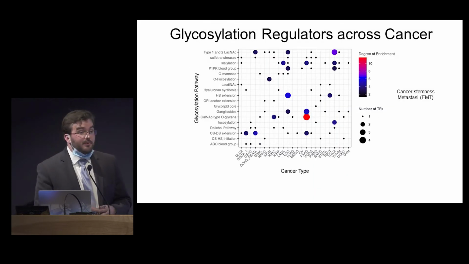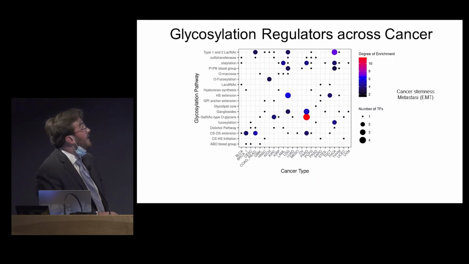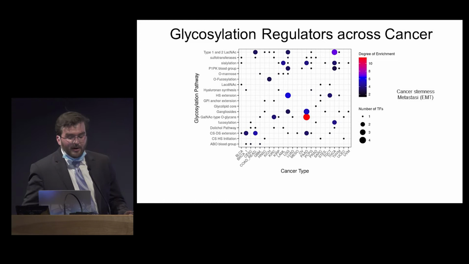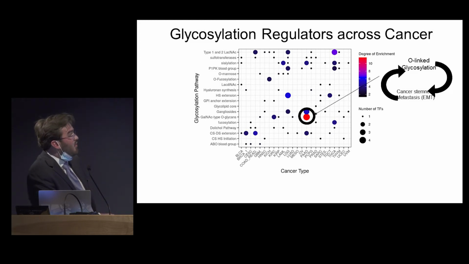Summaries of the results are shown here in this grid, where we have a glycosylation pathway title on the y-axis, as well as the different cancer types analyzed on the x-axis. The dots show that transcription factors were enriched, and the size of the dot represents the number of transcription factors. The degree of statistical enrichment, like how sure we are that these transcription factors are regulating these processes, is shown in higher degrees of red. Now, one interesting finding that I'd like to point out here is that we found an enormous enrichment of this type of glycosylation, O-linked glycosylation, in pancreatic cancer.